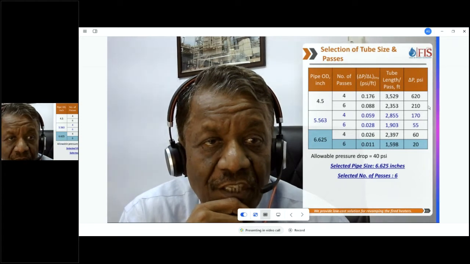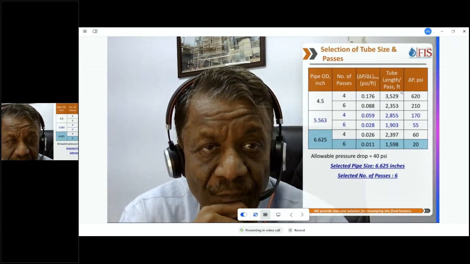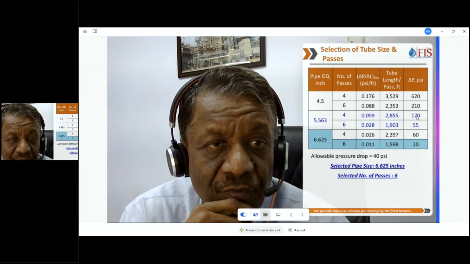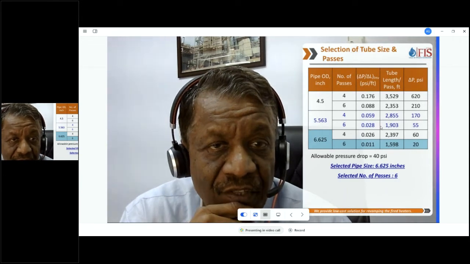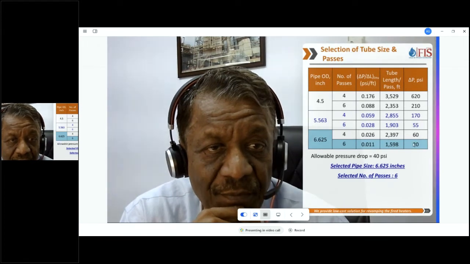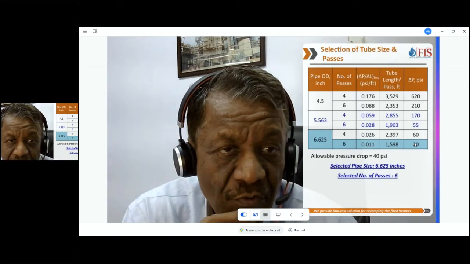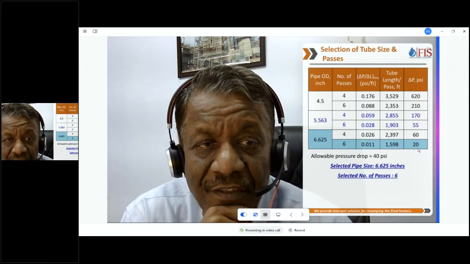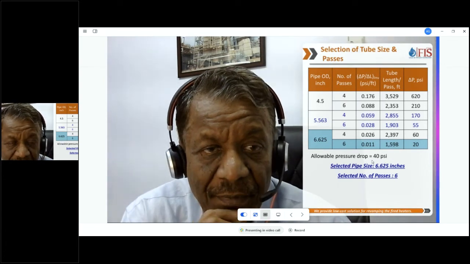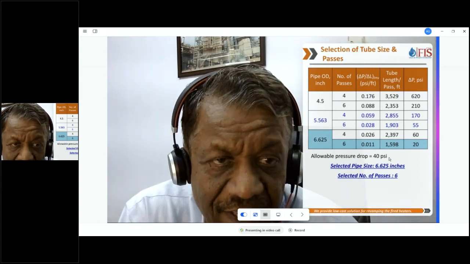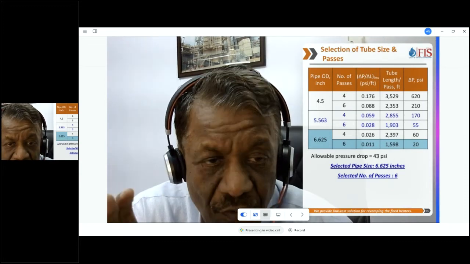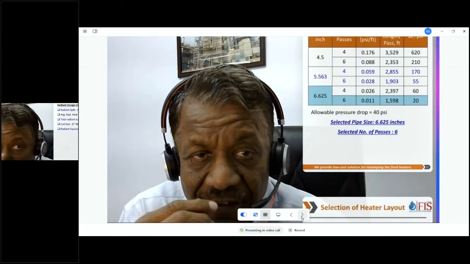6 pass with 210, they are ruled out. Even 8 pass will be high. So 5-inch, okay, we get 170. 6-inch, 6 passes, we get 55. 4 pass, we get 60. 6 pass, we get 20. So we selected the 6-inch, 6 pass configuration, because we had an allowable pressure drop of 40 psi. And I will tell you what we did with the balance 20 psi. I'll tell you later, but that's what we selected and went ahead with.